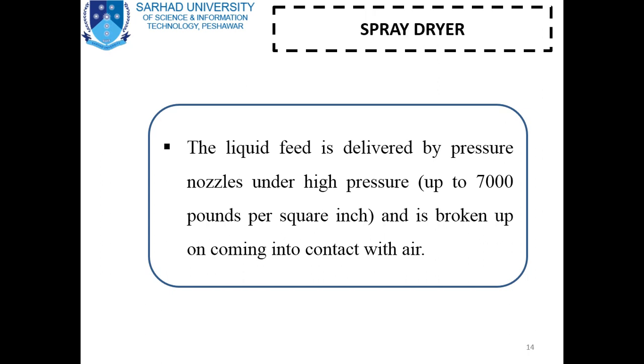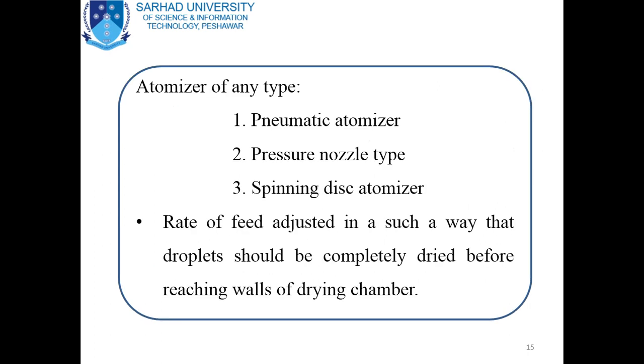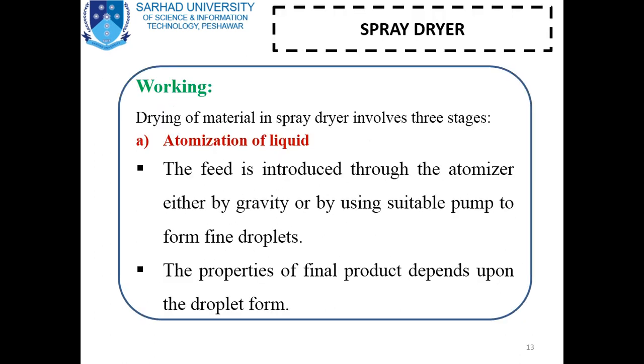The liquid feed is delivered by pressure nozzle under high pressure. If we are selecting a pressure nozzle, then what is the pressure of the nozzle? That is high, up to 7000 pounds per square inch, and the liquid is broken up on coming into contact with air. The atomizer that we are going to use for the droplet formation, by using the suitable pump or by using the influence of gravity.